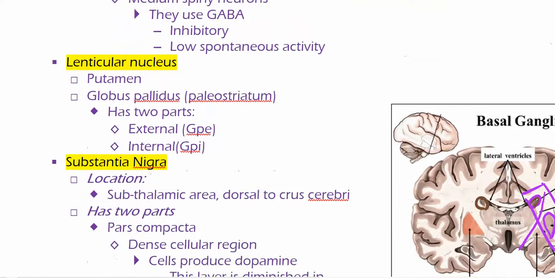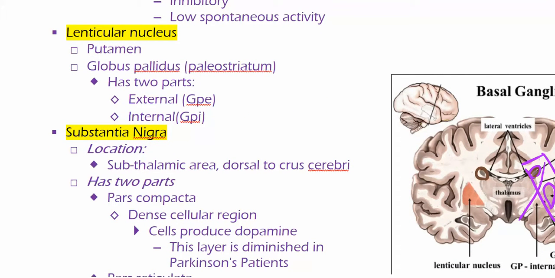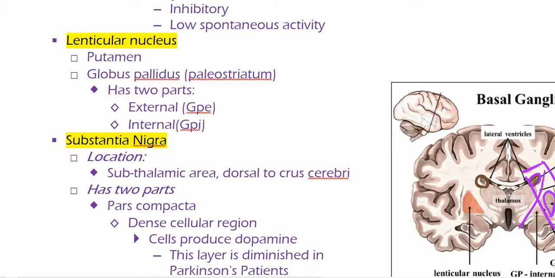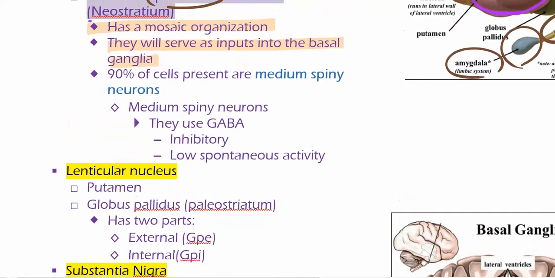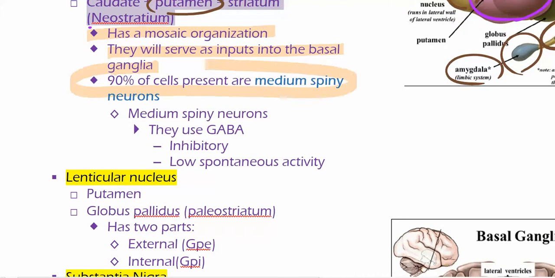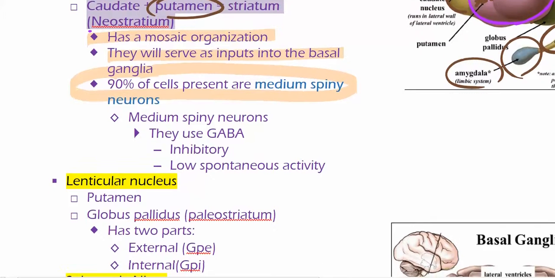Quick question for you, Mara. What are the two components of the striatum? Caudate nucleus and the putamen. Cool. And what is similar about them? They both have a mosaic organization. That's right. And what function did they serve for the basal ganglia? As inputs. Okay, cool.